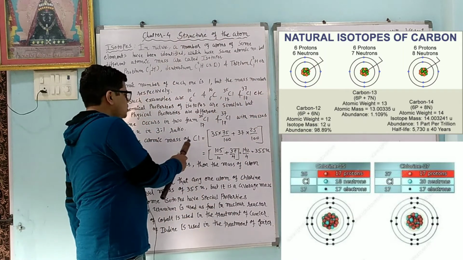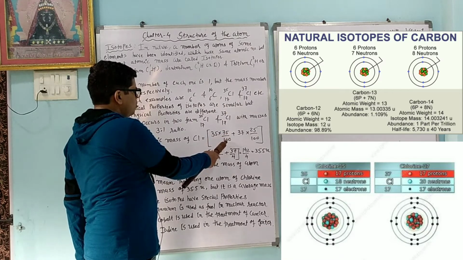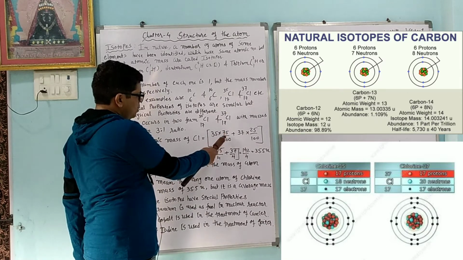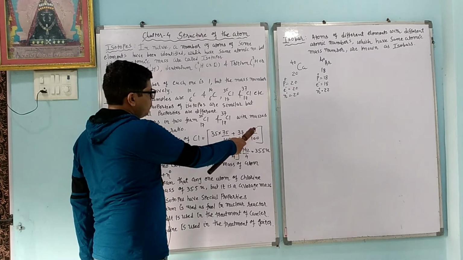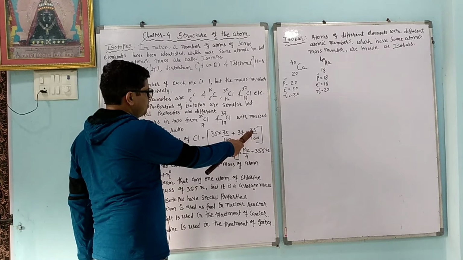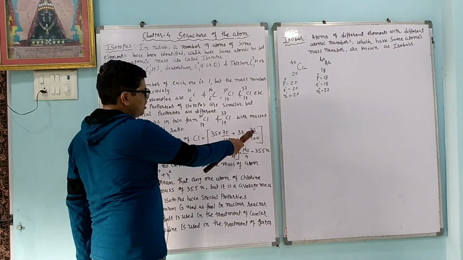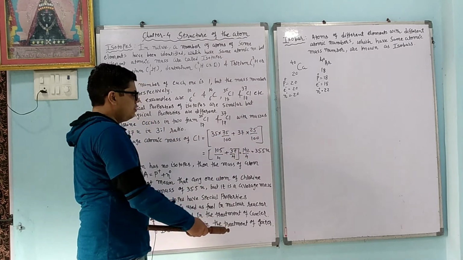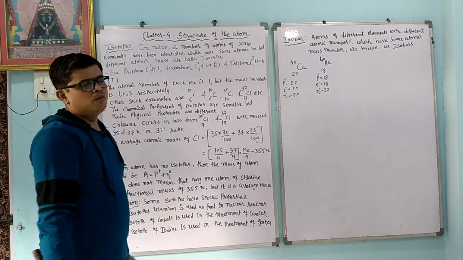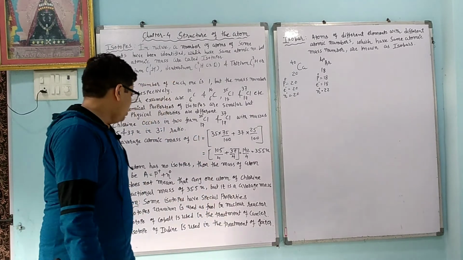The average atomic mass of chlorine is 35 into 75 divided by 100, since it is 75%, plus 37 into 25 divided by 100. So the other isotope is available at 25%. One is available 75%, the other is available 25%. If we take the average, then ultimately what are we getting? We are getting 35.5 units.